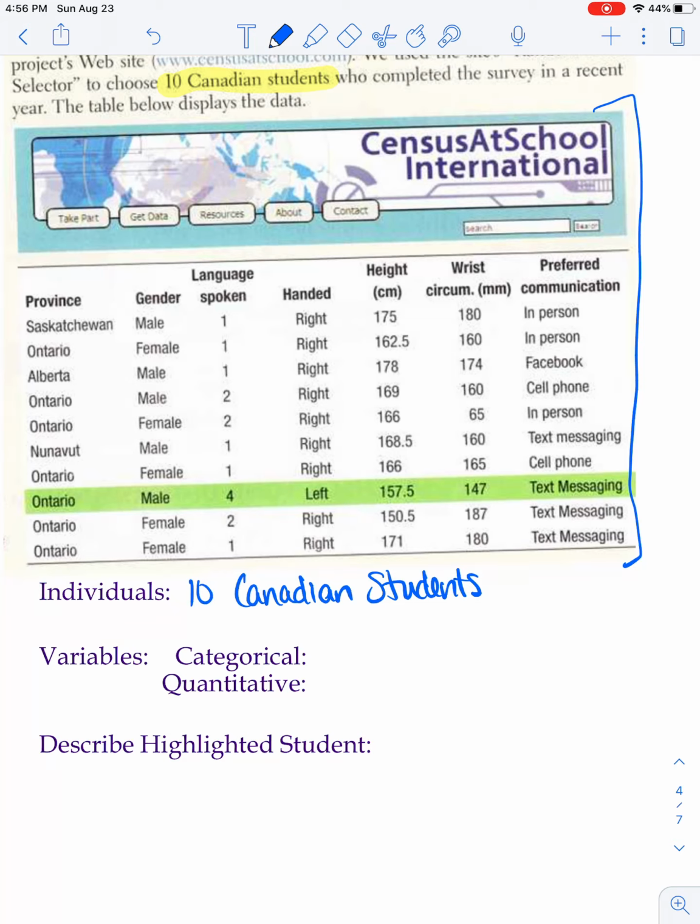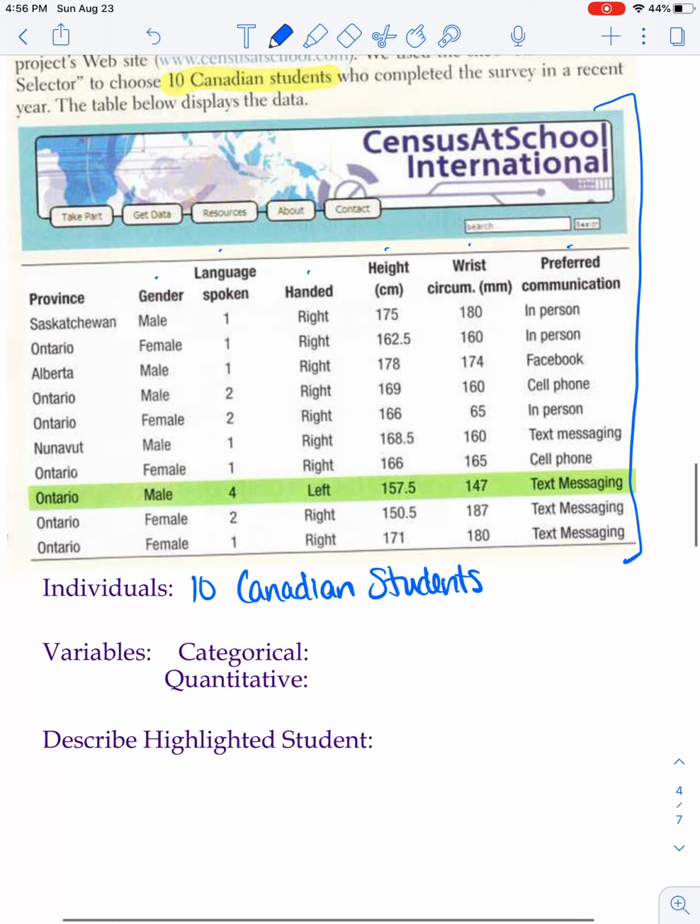Variables, and we want the categorical ones and the quantitative ones. So let's see, we've got gender, language spoken, if they're right-handed or left-handed, their height in centimeters, their wrist circumference in millimeters, and their preferred communication. So categorical would be what kinds of things put them in a category, and that would be gender. The number of languages that are spoken, that would be quantitative.